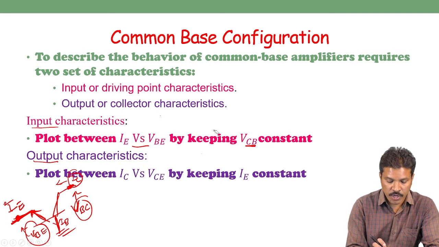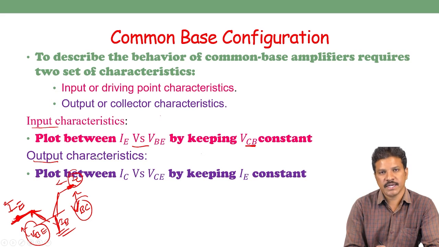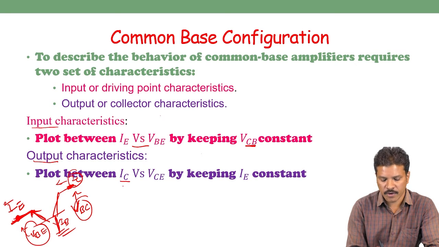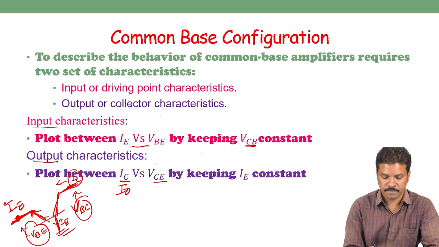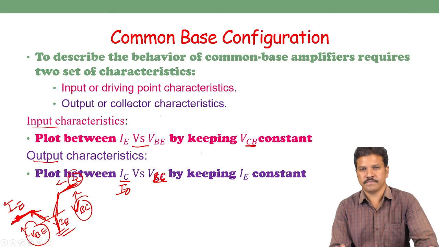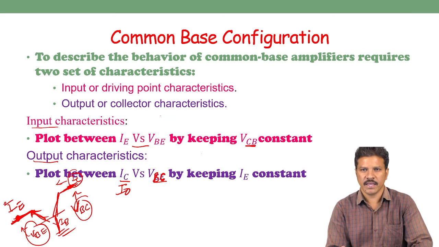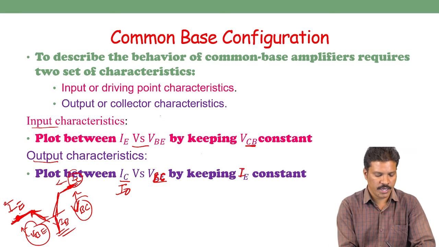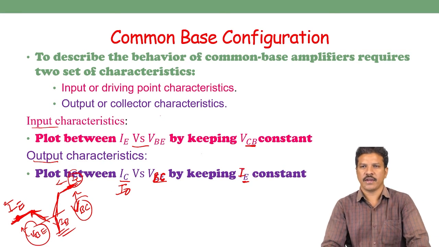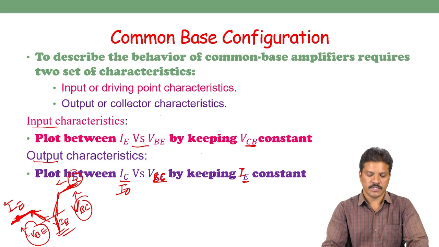Similarly, the output characteristic is a plot of output current. What is output current here in the common base? The collector is the output terminal. So it is IC versus output voltage VBC in the common base configuration, by keeping input current constant. What is input current here? IE. IE is the input current, which is kept constant.